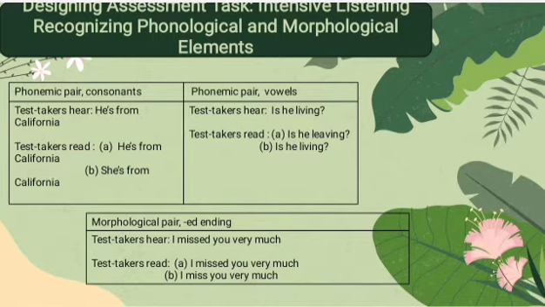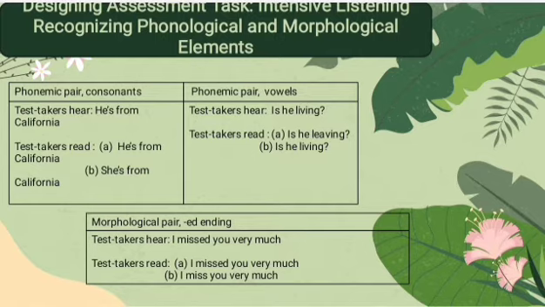The first one is recognizing phonological and morphological elements, and the second one is paraphrase recognition. The first level is the assessment of recognizing phonological and morphological elements of language. The content of this assessment is a task that gives a spoken stimulus and asks test takers to identify the stimulus from two or more choices.